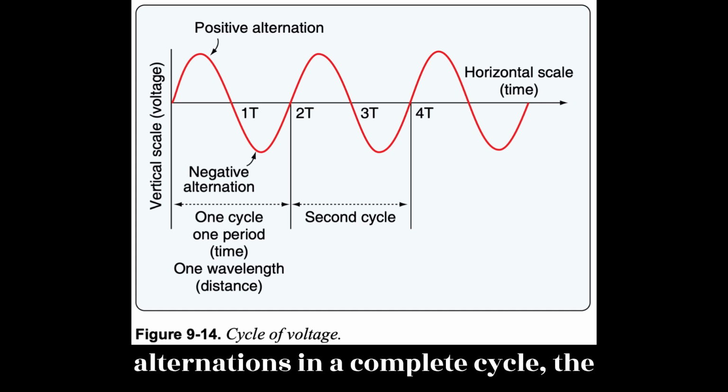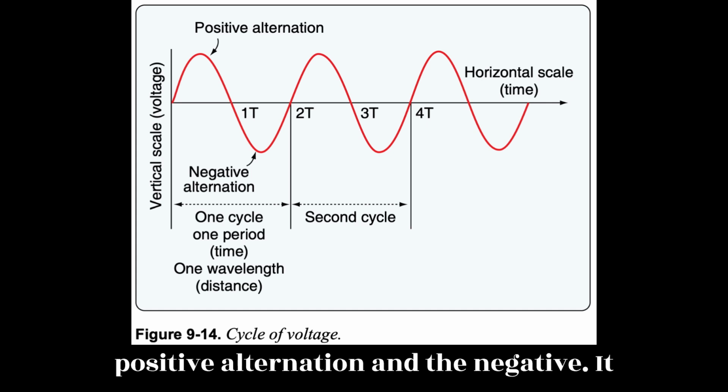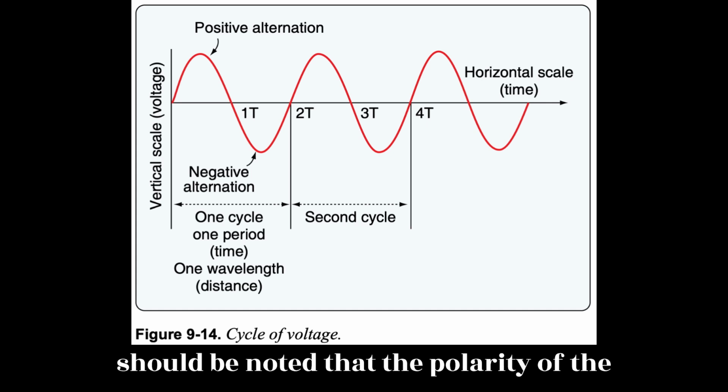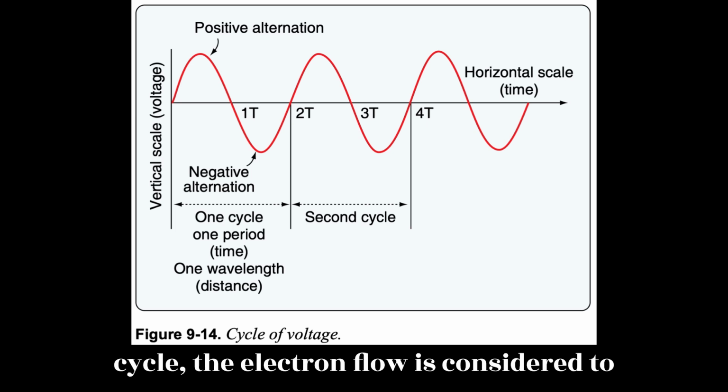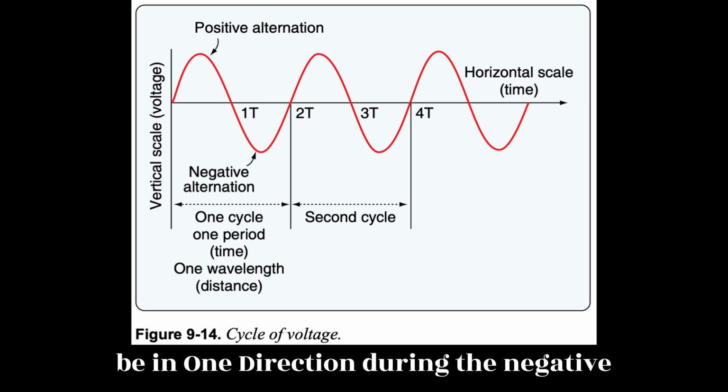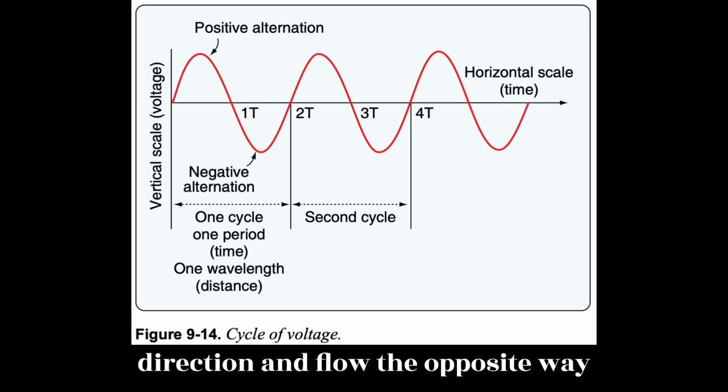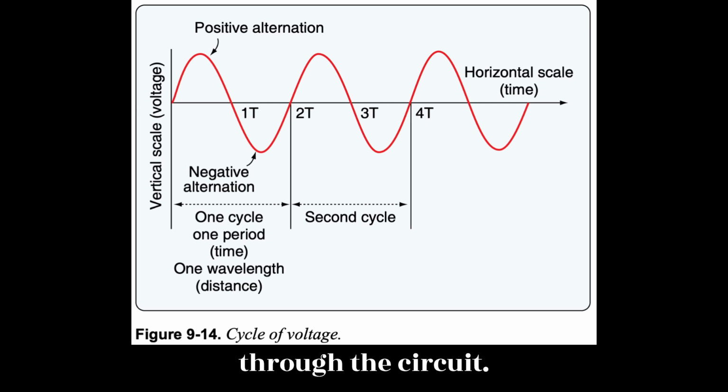There are two alternations in a complete cycle, the positive alternation and the negative. It should be noted that the polarity of the voltage reverses for each half cycle. Therefore, during the positive half cycle, the electron flow is considered to be in one direction. During the negative half cycle, the electrons reverse direction and flow the opposite way through the circuit.